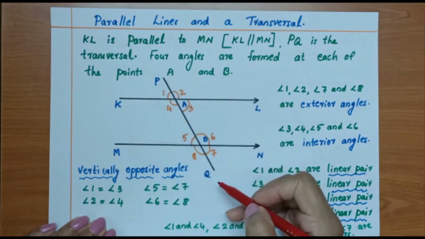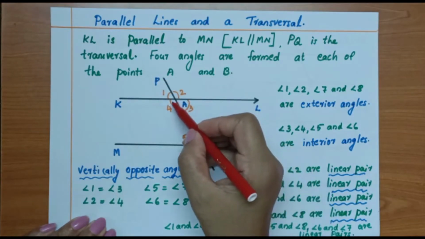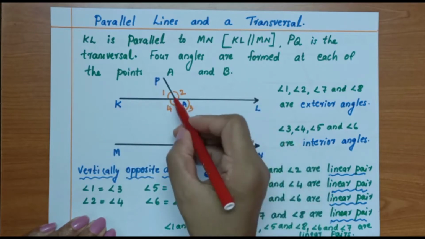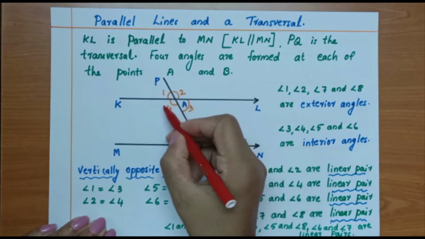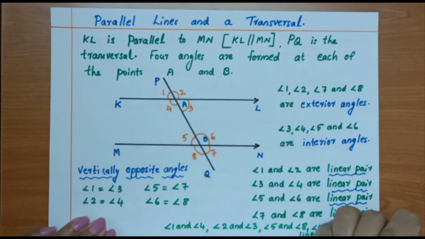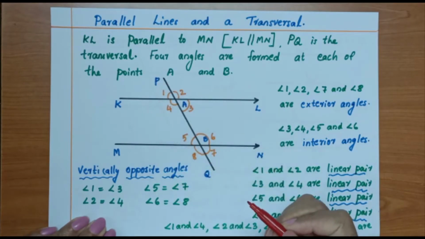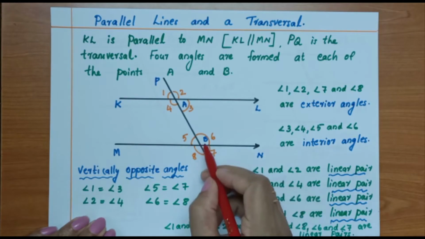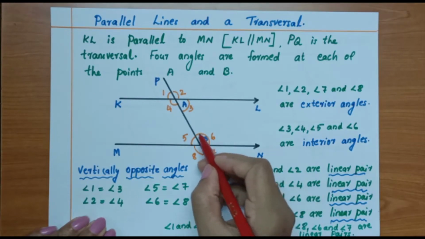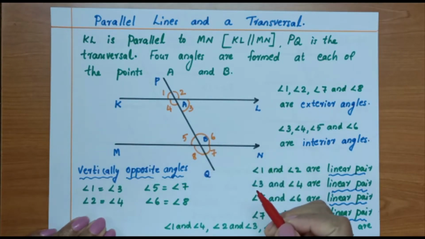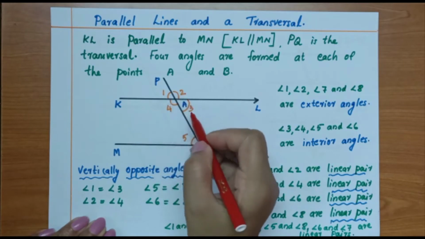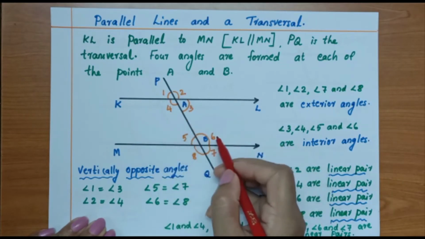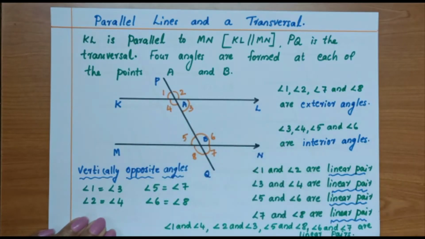This transversal is touching the line KL at point A. There we will get four angles. And the same transversal, when it is touching the line MN at the point B, there also we will get four angles. Angle 1, angle 2, angle 3, angle 4, angle 5, 6, 7 and 8.